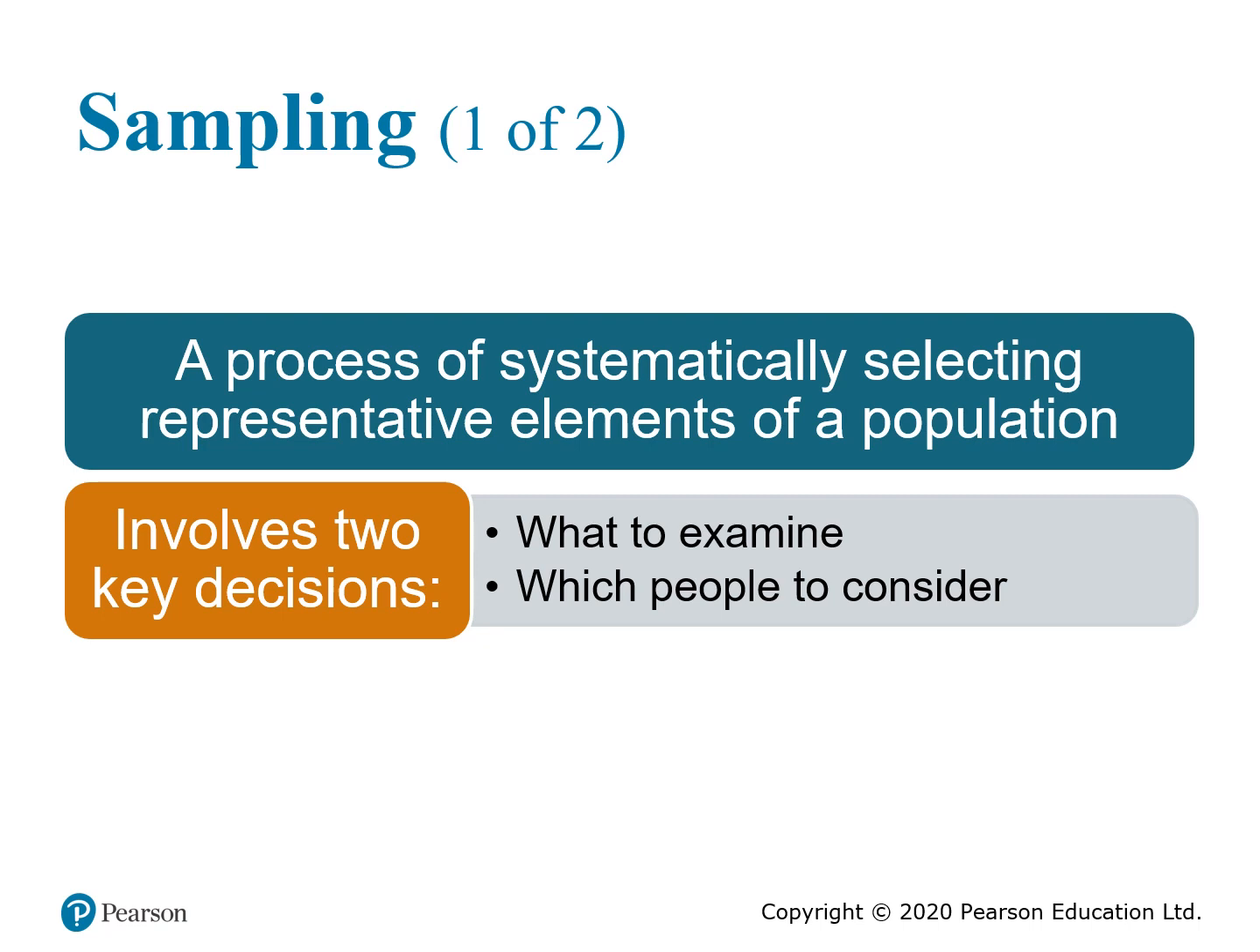Sampling is a process of systematically selecting representative elements from the whole population. I believe all of the students have come across sampling techniques, sample size and so on, in either auditing or accounting topics, when we discuss audit sampling. So sampling involves two key decisions: what to examine and which people to consider.